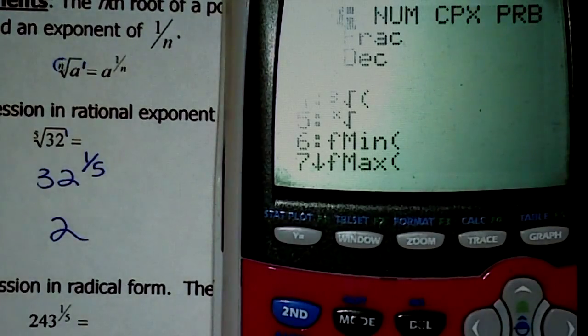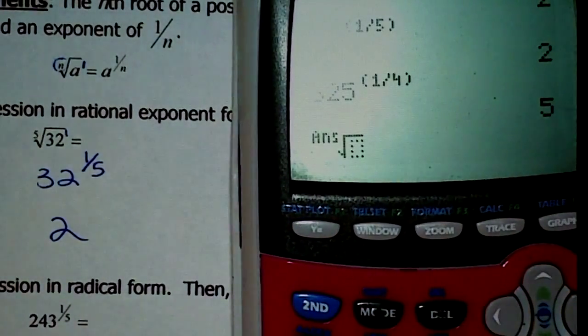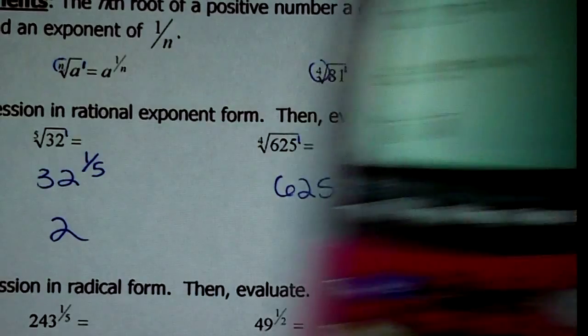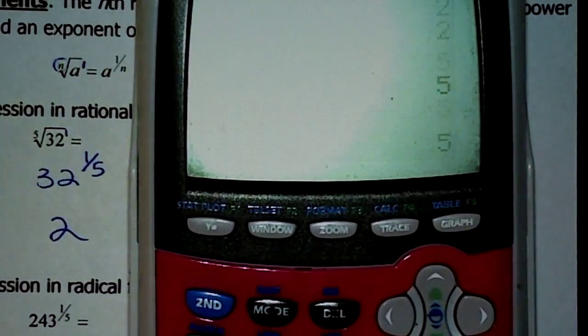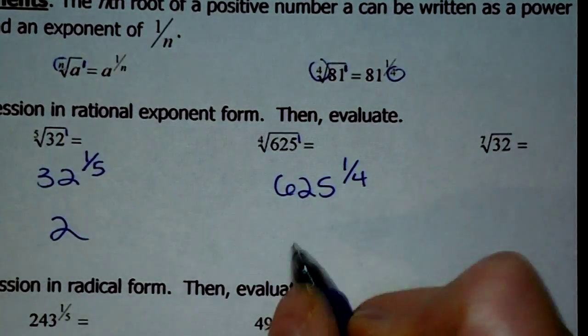I can type in math. Since it's not the cubed root, I need to go down to number 5 where that x is. Left arrow it, type in a 4. Right arrow it, type in my 625, and you still get 5. So however you want to enter it in, it's up to you.